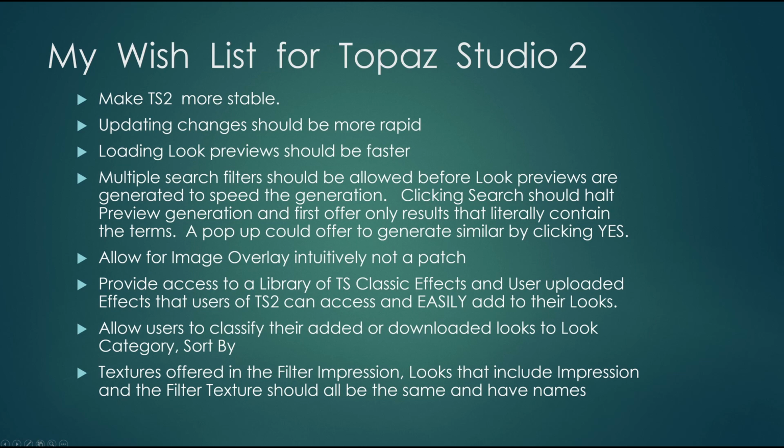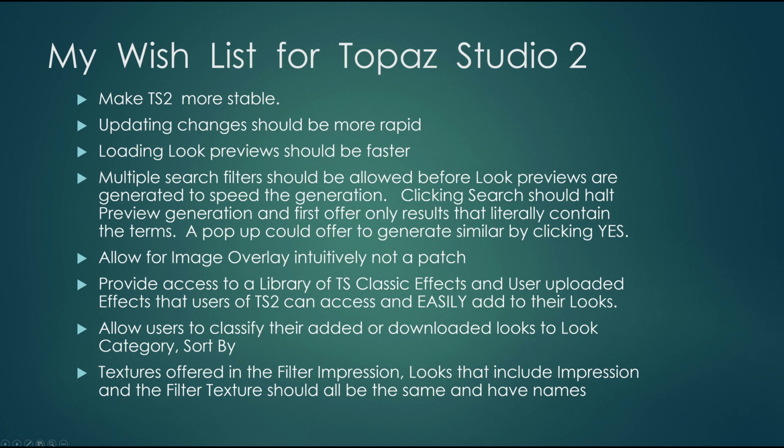Clicking search should halt the preview generation, and at first offer only results that literally contain the terms. A pop-up menu could offer to generate similar choices by clicking yes. Meaningful short descriptions should be available. And when you first came out with Topaz Studio 2, you promised us that you would have an update that included this in TS2. Please do it, and don't make us try to use patches to fix it.